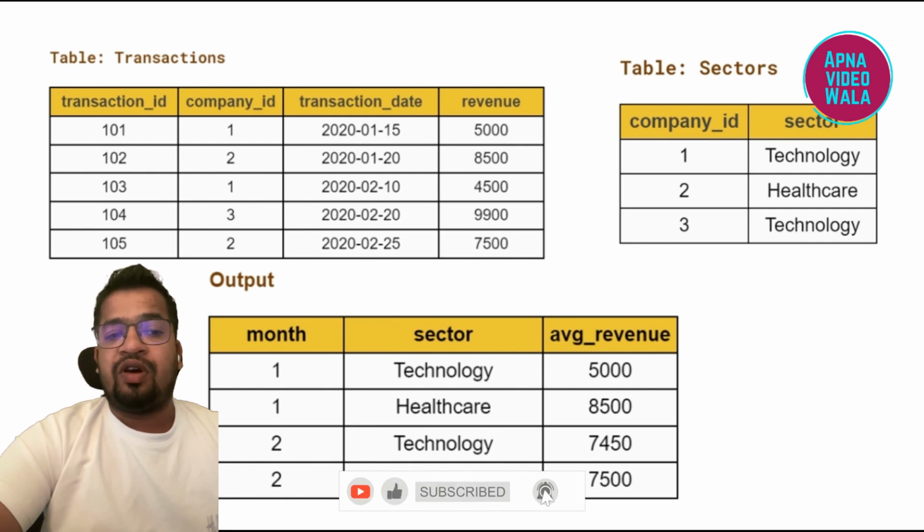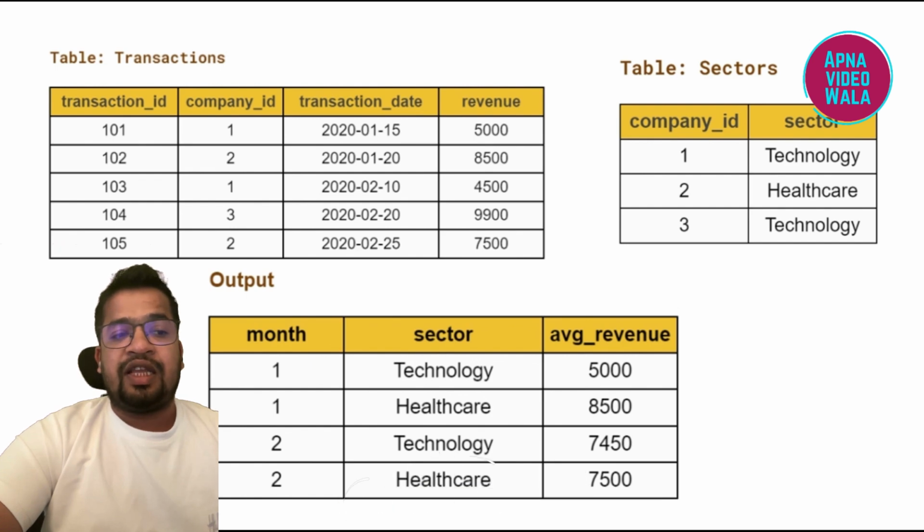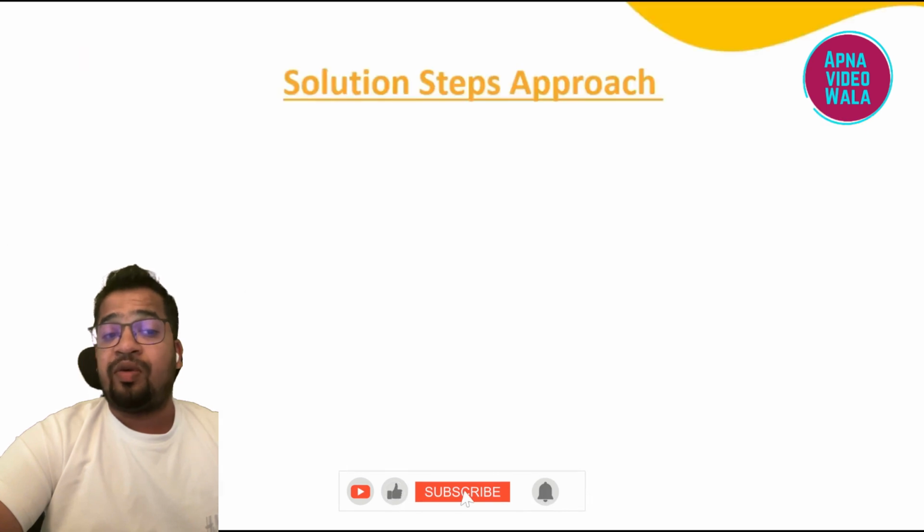Now there is only one company ID which belongs to the healthcare sector. Company 2 has a revenue of 7,500 in February. So the average revenue for healthcare is 7,500, since there is only one transaction. I hope you understand the input and the output here.